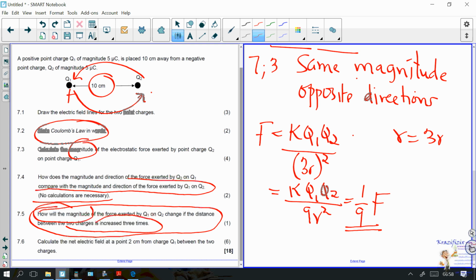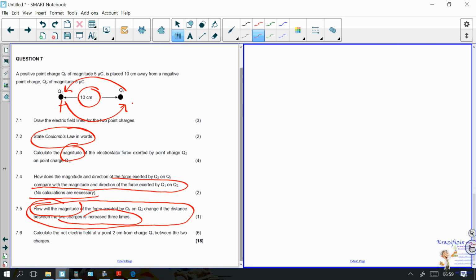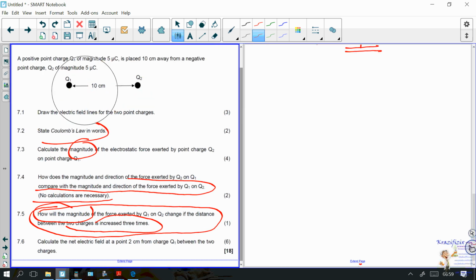Okay, let's go back, we need our diagram now. We have a point. They said it's 2 centimeters from Q1. All right, so I'm going to create a point there, which is from here to here, it's 2 centimeters. All right, let's make it X. Okay, let's do that. What are we looking for?